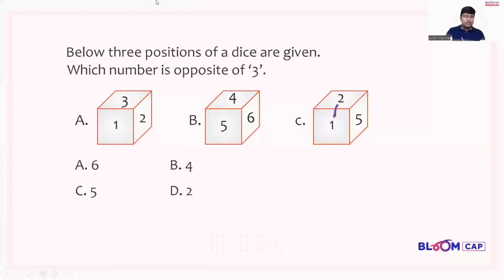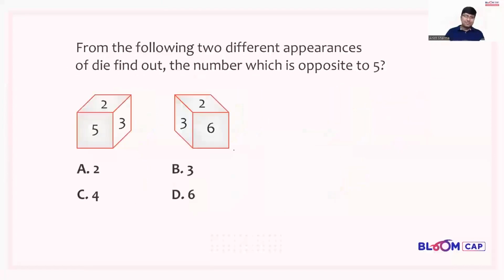Okay, everyone, in the very first figure. So the uncommon faces are opposite, isn't it? In this figure, 1 and 2 are common. And in the very first figure, my dear students, again 1 and 2 are common. So the uncommon faces, opposite of 3 is 5. Getting it, everyone? Alright. Now, here is the next one.